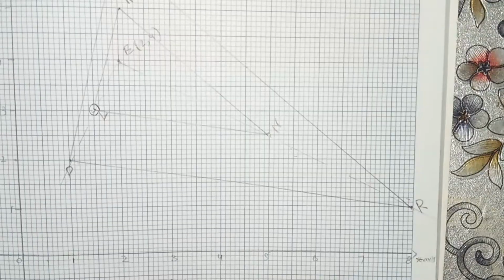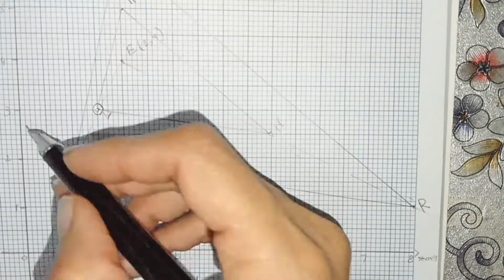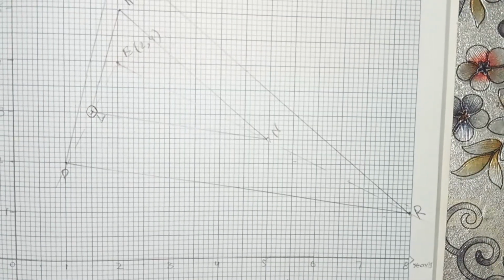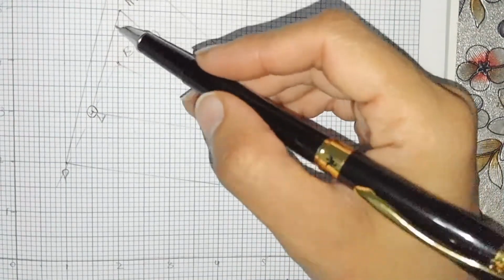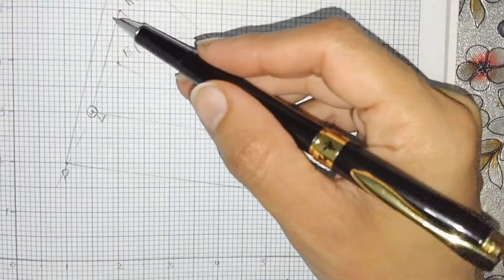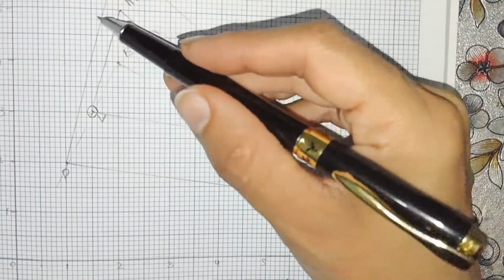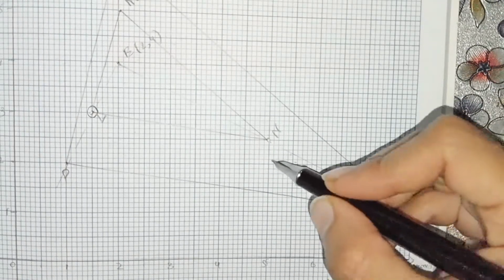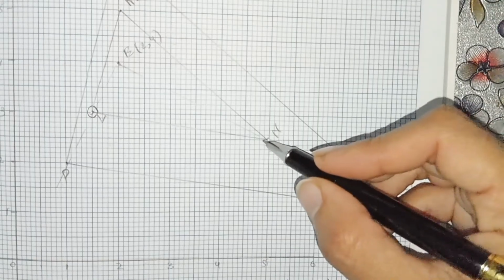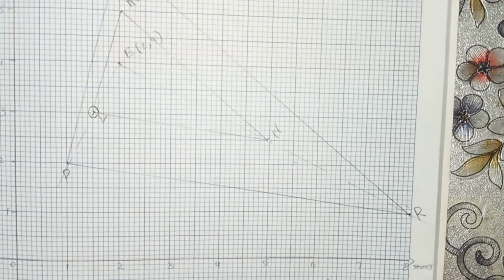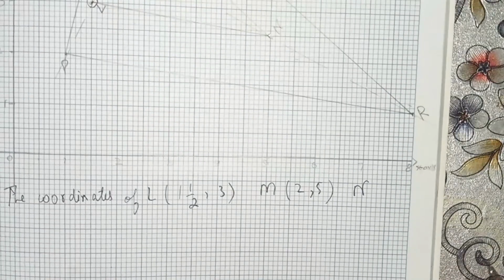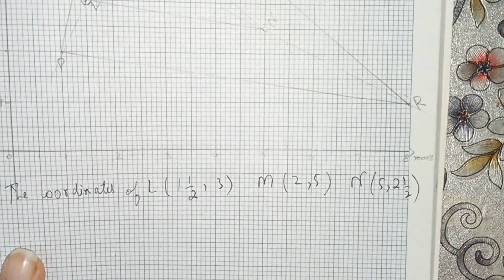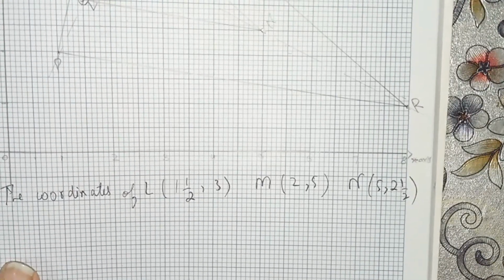Coordinates of L are 1.5 along the x-axis, and on the y-axis this is 3. Coordinates of M are along the x-axis 2, and along the y-axis 5. And coordinates of N are along the x-axis 5, and along the y-axis 2.5. And now students, question number 7 is solved.